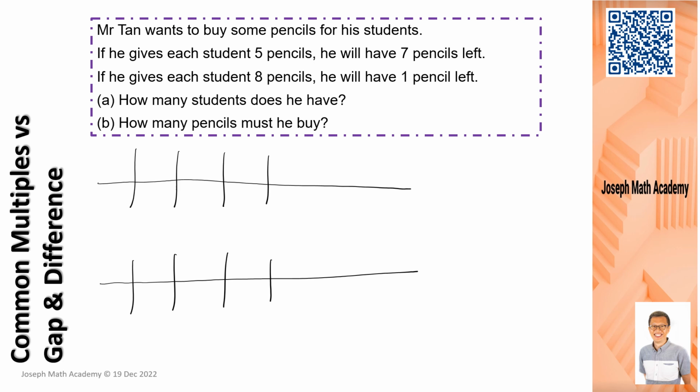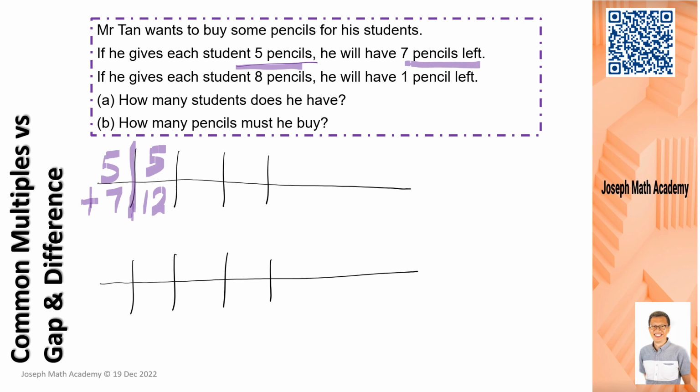Now the first one. If he gives each student 5 pencils, so everybody has 5. So if every student has 5, he will have 7 pencils left. Now, 7 pencils left means extra 7 after giving away 5. So if the person gives away 5, he will have 7 extra left, right? That means in total, at first, he should have 12 pencils.